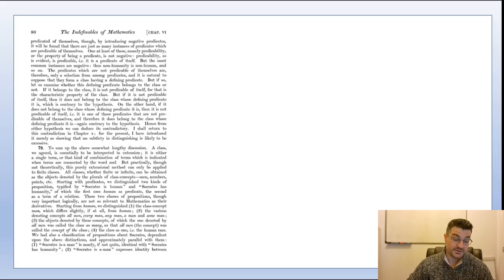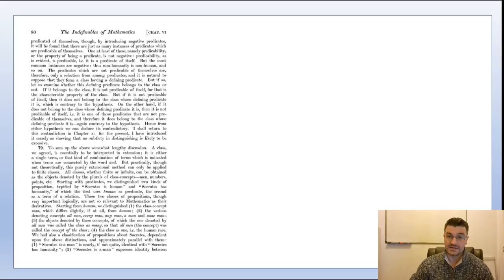Starting with predicates, we distinguish two kinds of proposition typified by "Socrates is human", where Socrates is the subject and human is the predicate, and "Socrates has humanity", where we've got a genuine relation between two terms, Socrates and humanity, of which the first uses human as predicate, the second as a term of a relation.